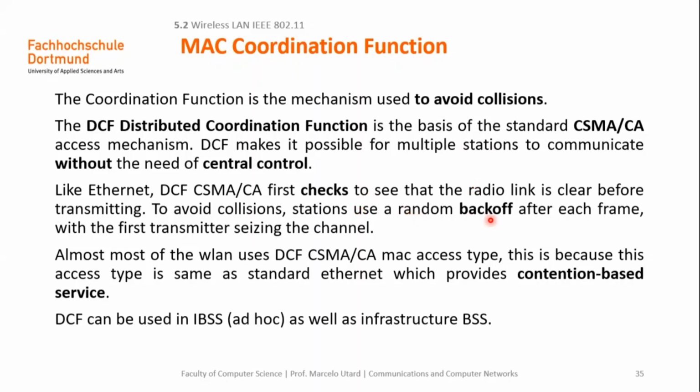similar to Ethernet. The difference we will see is that in Ethernet we could sense, we could detect the collisions, but it's not the case in wireless. Then we use another mechanism to detect the collisions. Also, most of the wireless LAN uses DCF CSMA-CA MAC access type. This is because this access type is the same as standard Ethernet, which provides contention-based service.